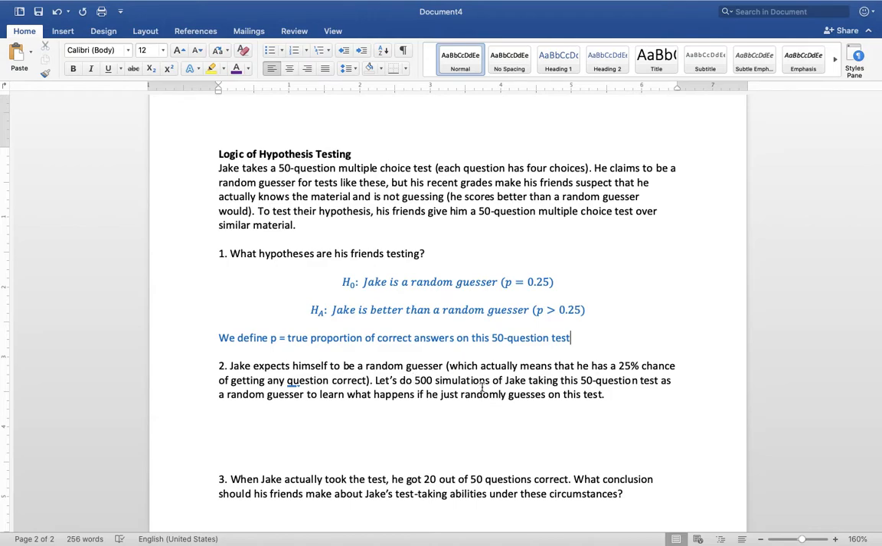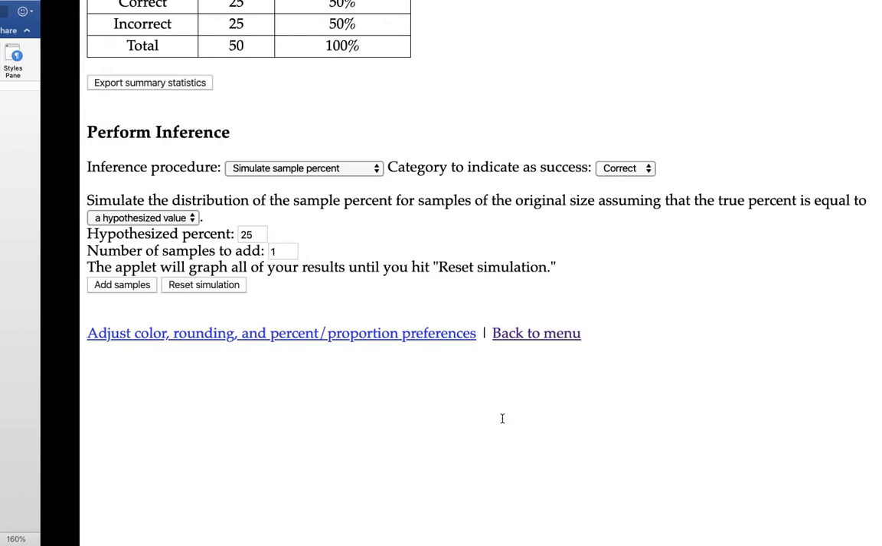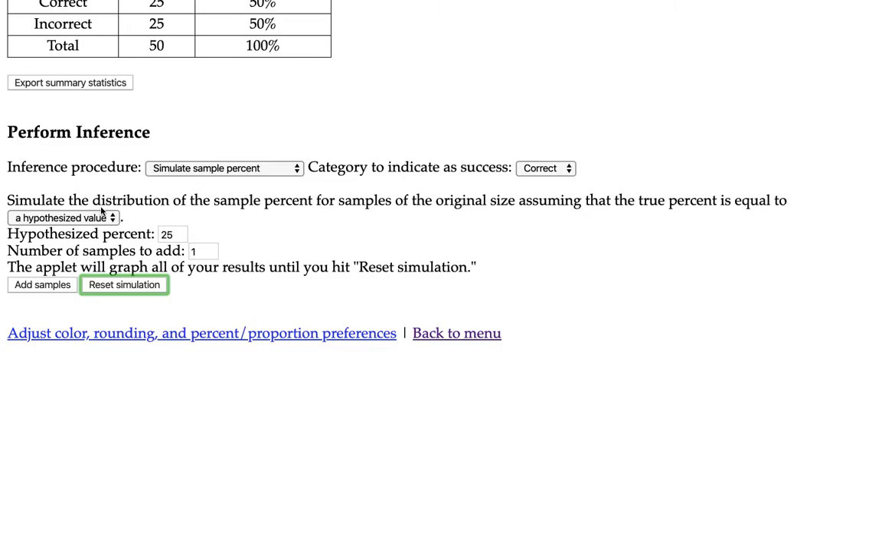So he's going to do 50 questions 500 times, and we're going to record his percentage of correct answers on that 50 question test every time he does it. And that's going to help build our distribution of what we expect to happen if someone who's a random guesser takes this test. So let's take a look at this. Our hypothesized percentage is that he's going to get 25% of his questions correct.